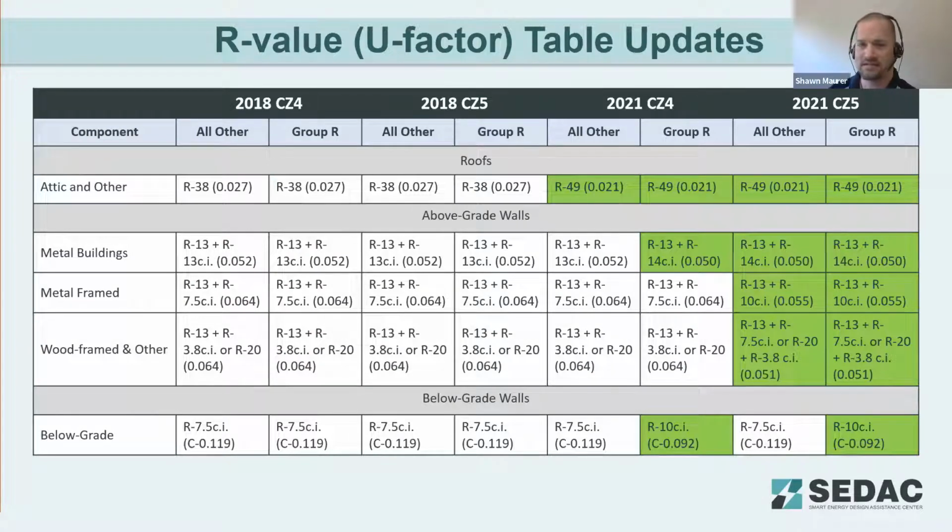And then there are updates to the R value and U factor tables. We've tried to summarize them here. If you see a green block, it's been improved over the 2018 IECC. I won't get into all of them in detail, but note that unlisted items such as insulation above roof were not changed at all. So if you don't see a row here, those requirements stayed the same between the 2018 and 2021 IECC. So we just highlighted here what has changed, what those improvements were.